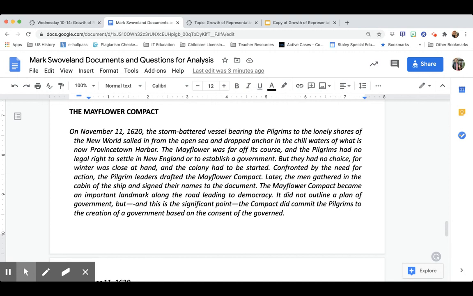On November 11th, 1620, the storm-battered vessel bearing the pilgrims to the lonely shores of the New World sailed in from the open sea and dropped anchor in the chill waters of what is now Provincetown Harbor.